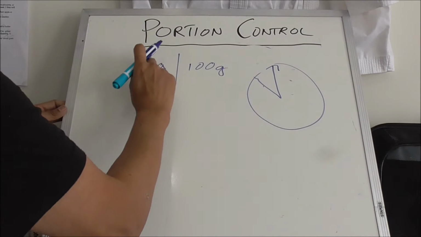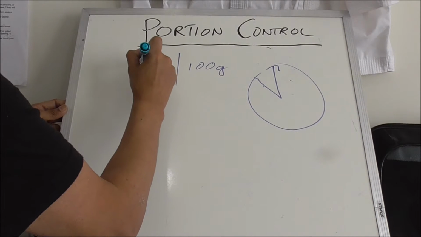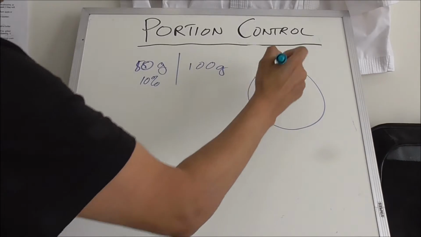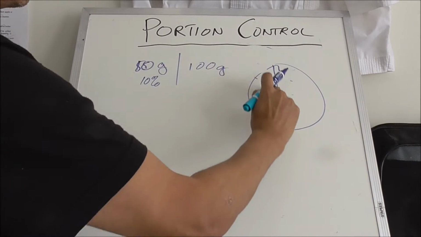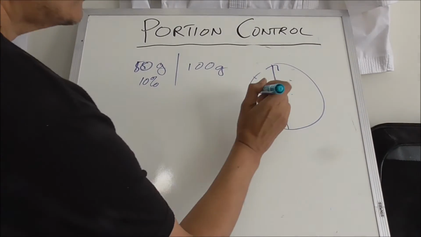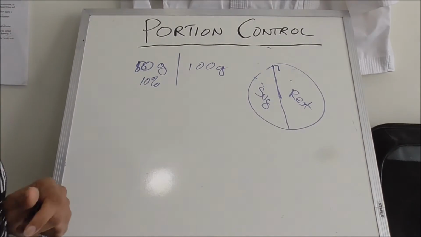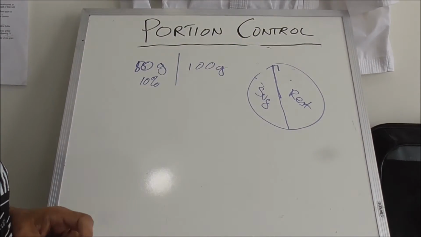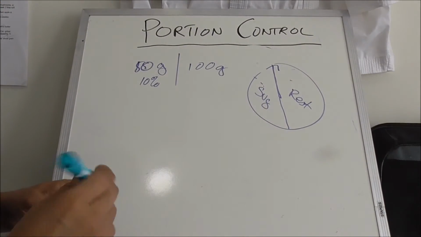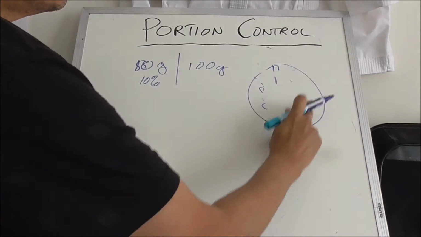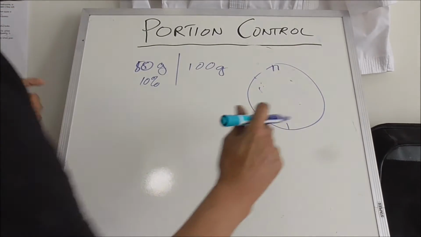Now, if you say, for example, have 50%, that means half of that food you're eating is sugar. This is sugar, this is the rest. So what happens to your blood sugar? Your blood sugar will spike, right? So that's not good.